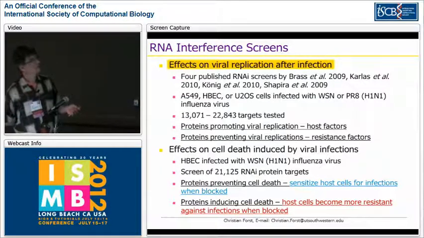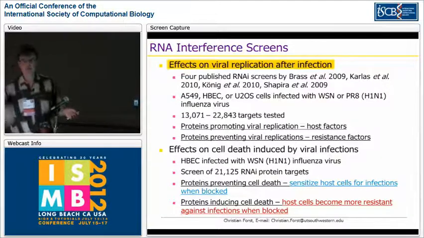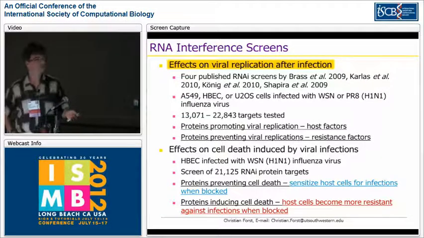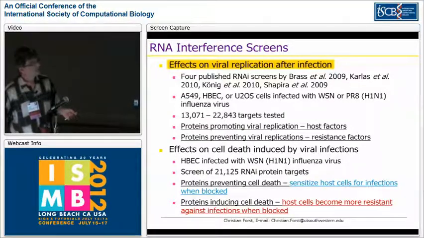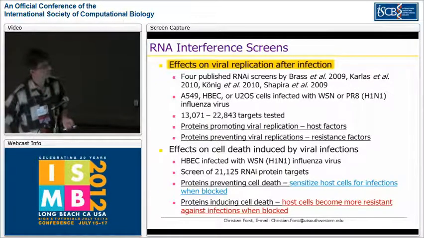And they used different types of host systems. These are lung cells, bronchial epithelial cells, osteosarcoma-derived cells. What's important in my talk is that these two are derived from cancer lines. This is a regular cell line which is just immortalized, so it doesn't have anything to do with cancer. And they also used different sets of RNAi targets, between 13,000 and almost 23,000.